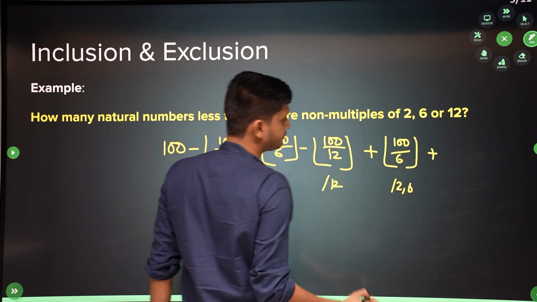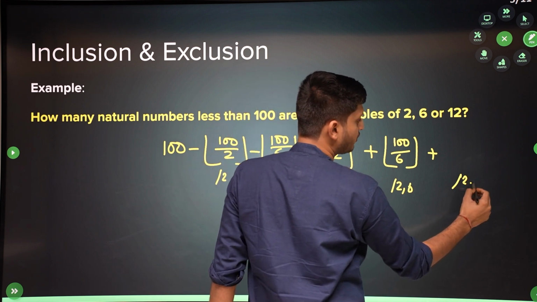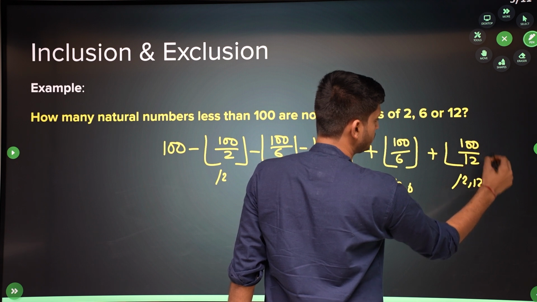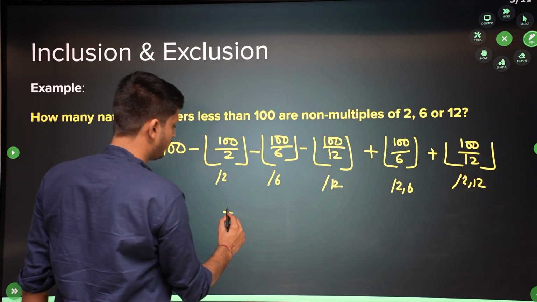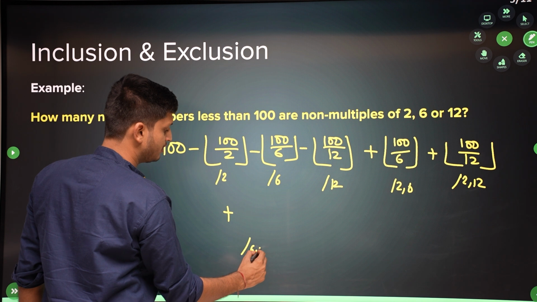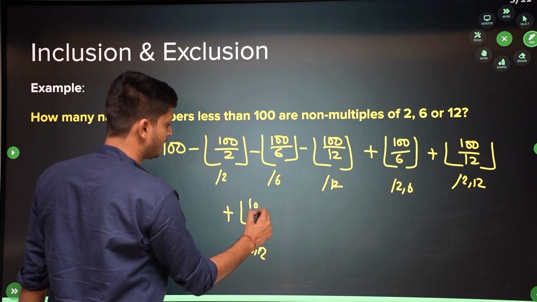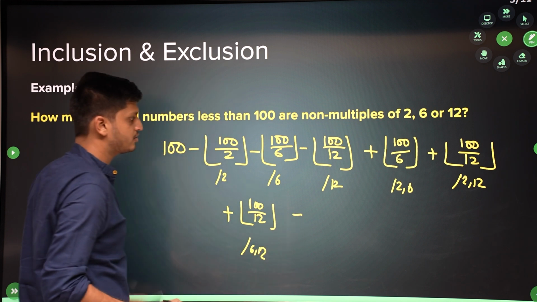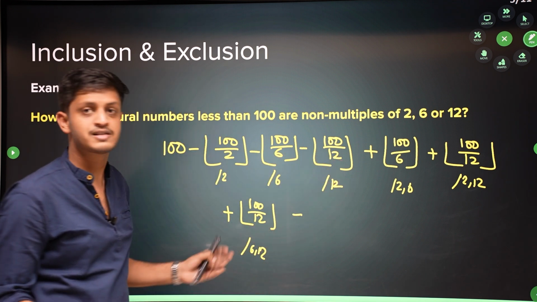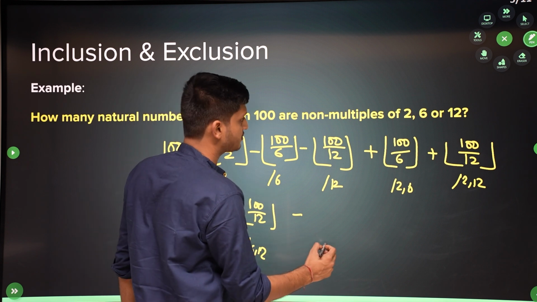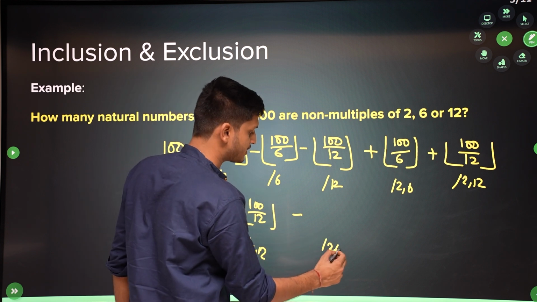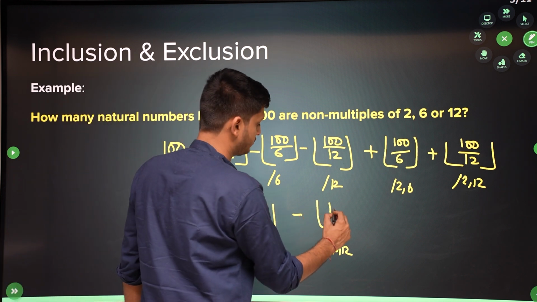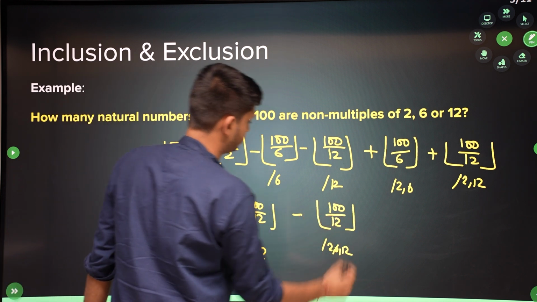Then you will add all the numbers which are divisible by both 2 and 12. So the LCM of 2 and 12 is again 12. So it should be 100 by 12. Then we will again add all the numbers which are divisible by both 6 and 12. Their LCM is also 12. So it should be 100 by 12. And now we will subtract. So minus 1 at a time, plus 2 at a time, minus all 3 at a time. So we will subtract all the numbers which are divisible by all 3 of them, which means 2, 6 and 12. So their LCM is also 12 only, right? So we will subtract 100 by 12.